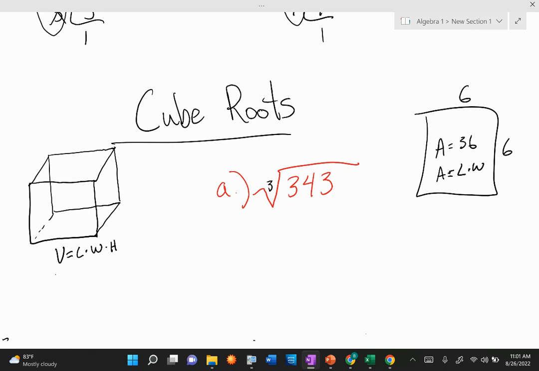So let's say the volume is 8. How do we know what the length of each side is? Because now we have to do it how many times? We're not multiplying it twice, we're multiplying it 3 times. So that's kind of what we're working off of. But you're going to do factorization the same way.